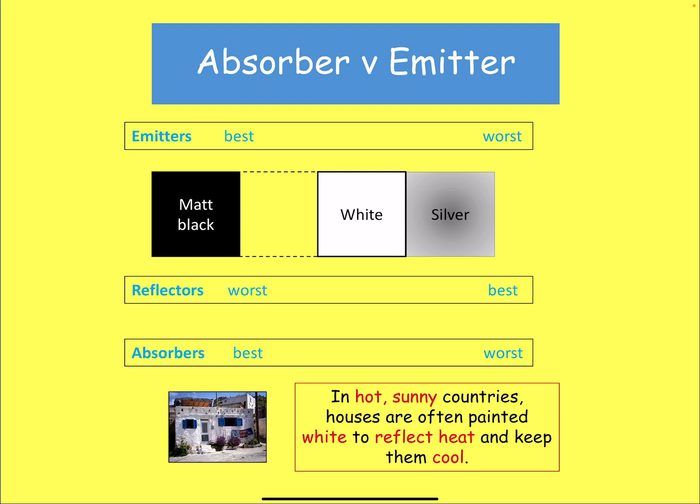And then absorbers, matte black is a very good absorber. Like I said previously, a good absorber is also a good emitter. So matte black is a good emitter, which means it's also a good absorber. The silver is the worst. And there's the answer to the first question in retrieval. In hot, sunny countries, houses are often painted white to reflect the heat and keep them cool.